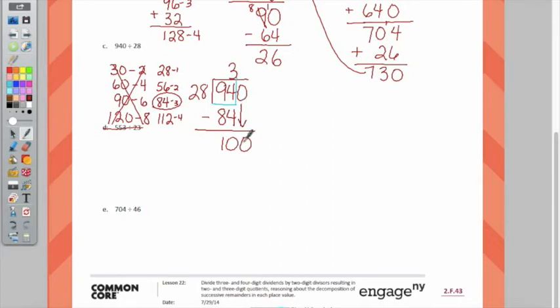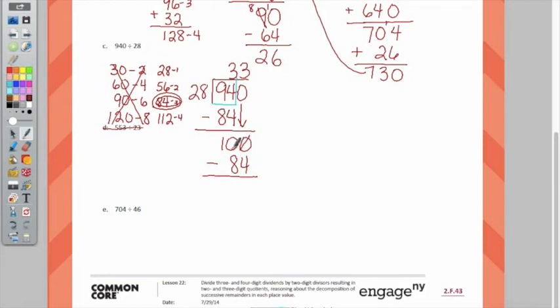So we will do 84. We're going to do 84 again. Because 112 is too big. Equals 16. Now give me a chance to subtract on my own. Should we practice what to do when there's zeros? I know what to do.